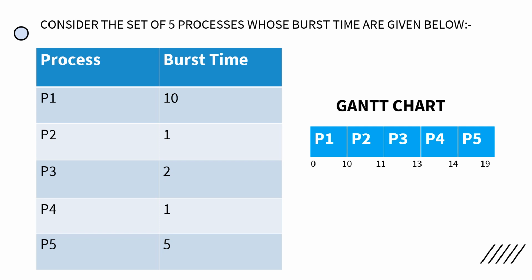Like that we calculate by adding up the burst times in order. But ensure that the Gantt chart initialization should always be 0 and should not start from the process burst time. So 0 plus 10 is 10, 10 plus 1 is 11, 11 plus 2 is 13, 13 plus 1 is 14, 14 plus 5 is 19.